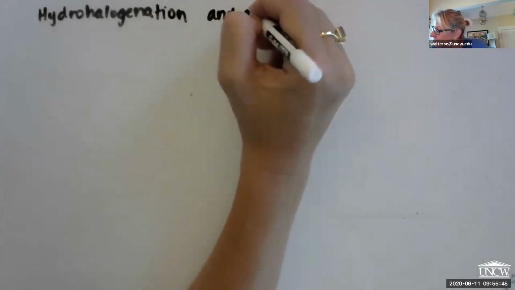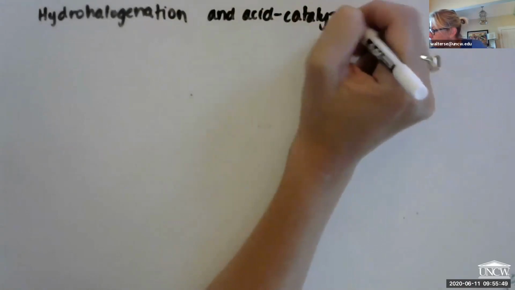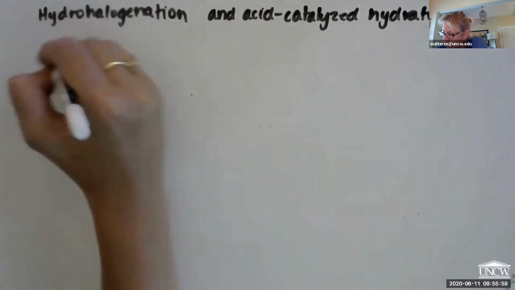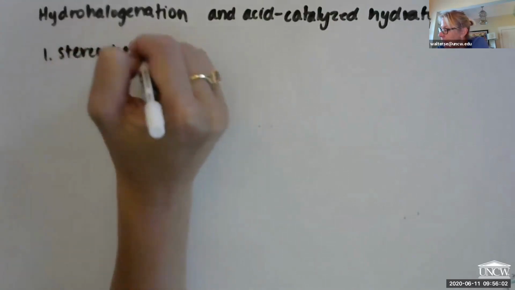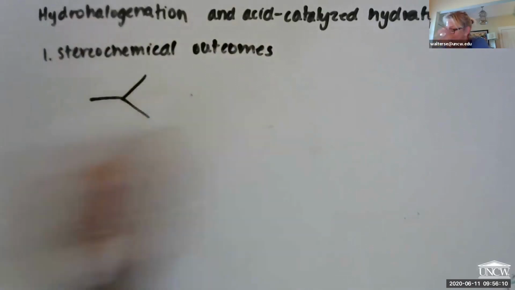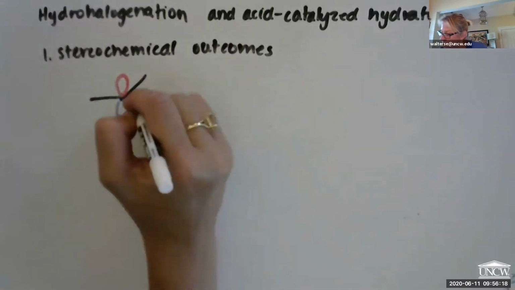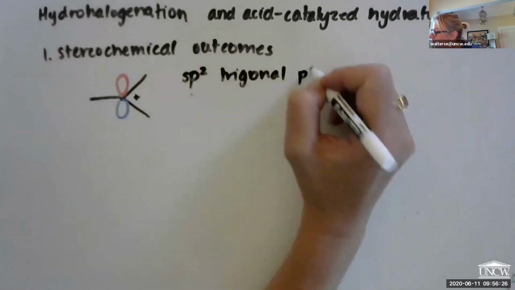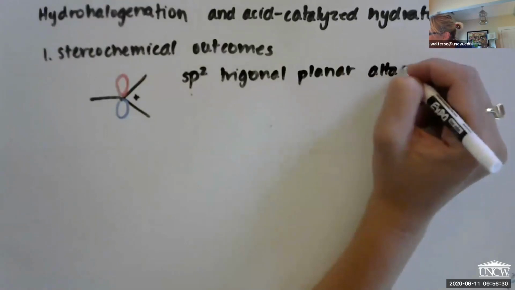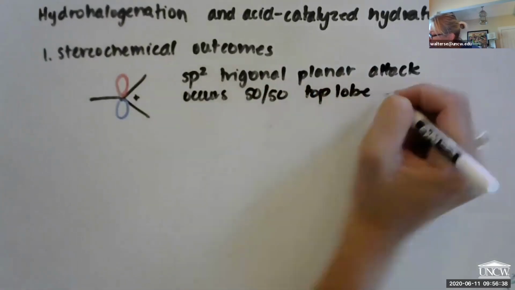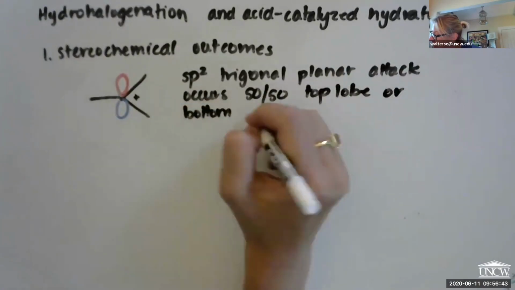Hydrohalogenation and acid catalyzed hydration. Okay. The limitations of this reaction are in the stereochemical outcomes. And we did already draw that, but just to have it with the other limitation. So since carbocations are sp2 trigonal planar, attack occurs with 50-50 likelihood to the top lobe or the bottom lobe of that P atomic orbital.